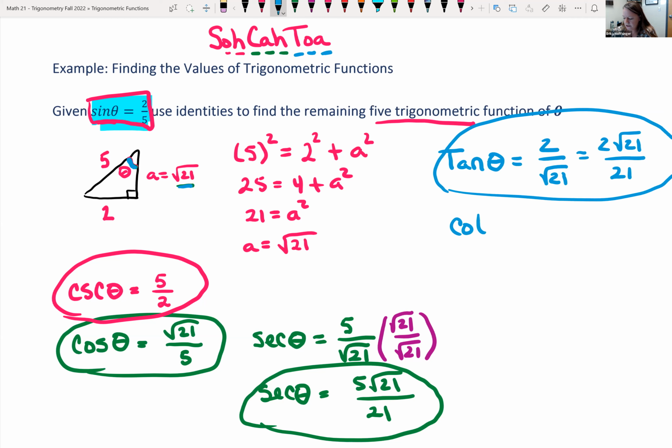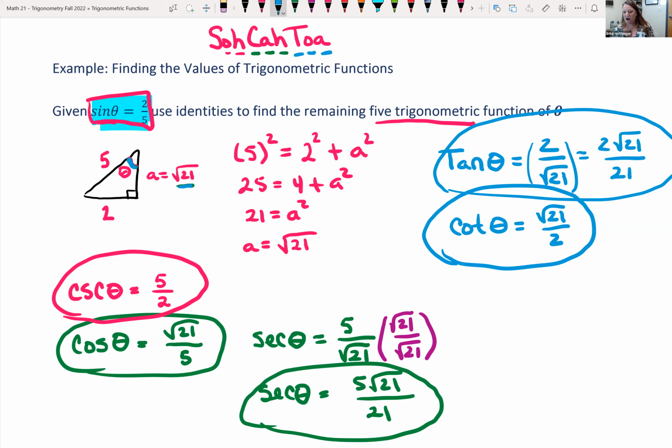And the reciprocal function, cotangent theta. So let's just look at the reciprocal before we rationalized the denominator, so we don't have to redo it. This would just be square root of 21 all over 2. So not too bad. Probably the hardest thing, if you're just learning this, is realizing which angle you're looking at. What's opposite and adjacent is different depending on which angle.